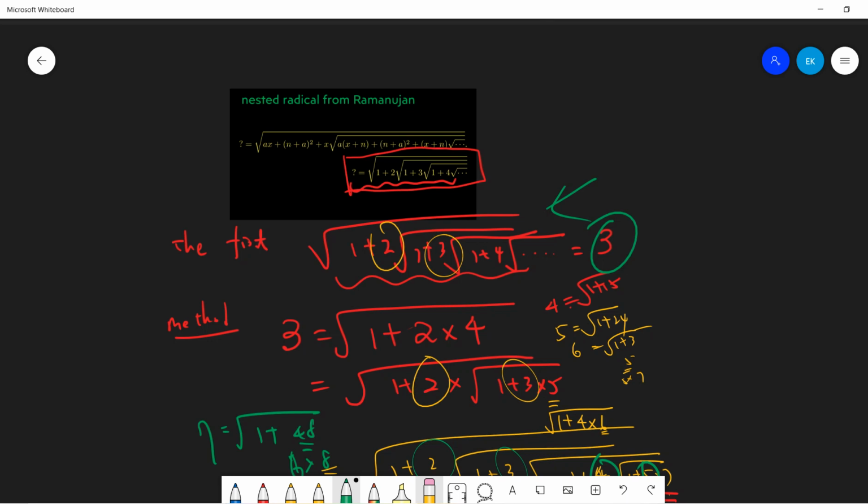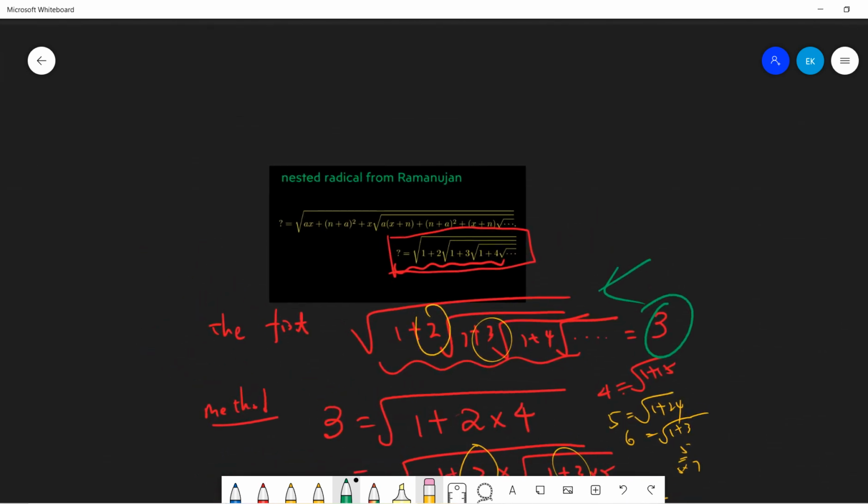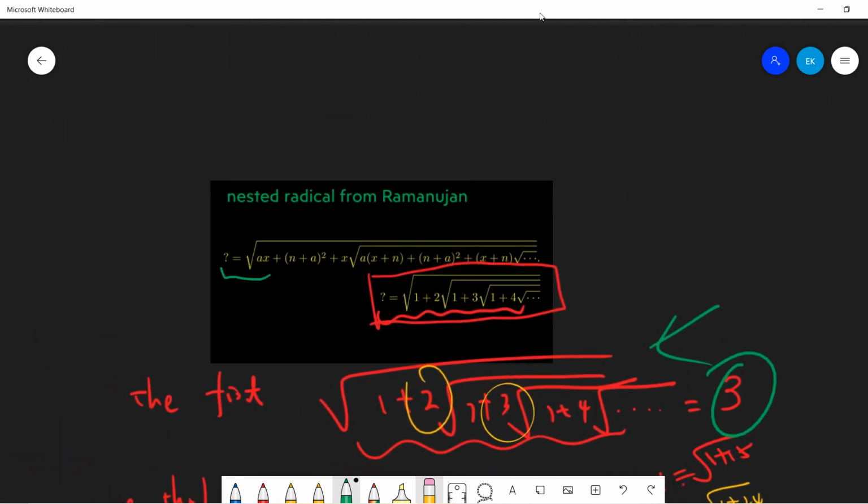In the next video, we will prove the general, more powerful result f of x, which is a more difficult form, and we will solve this nested radical.